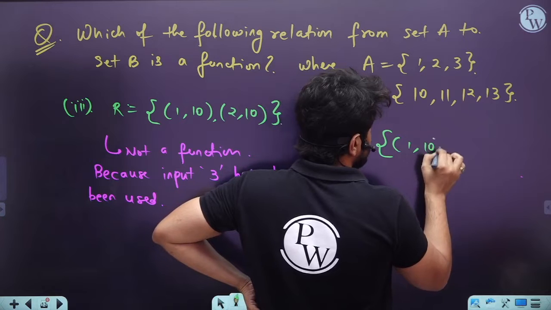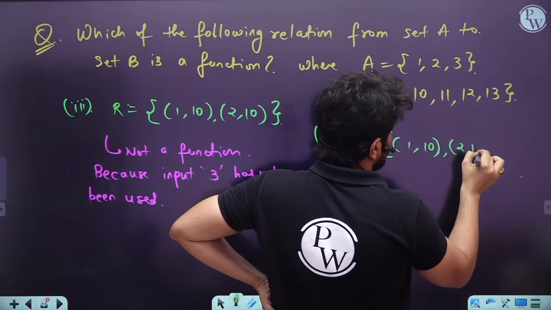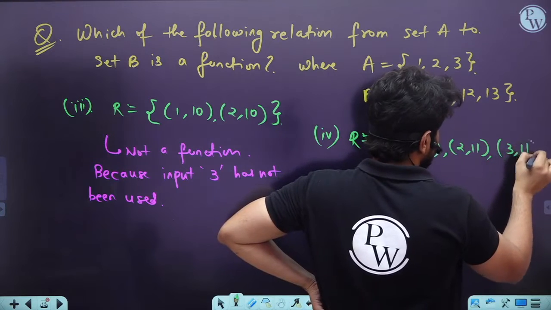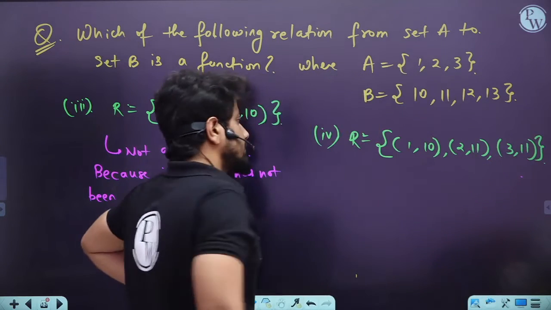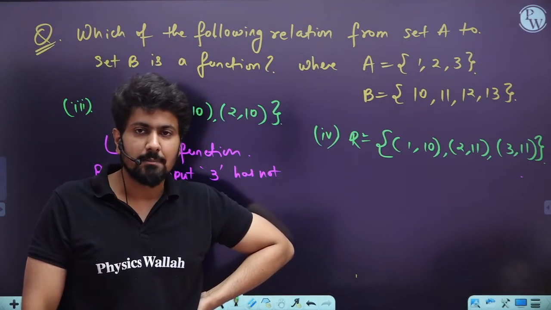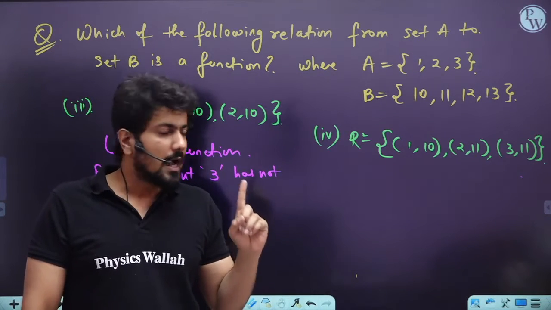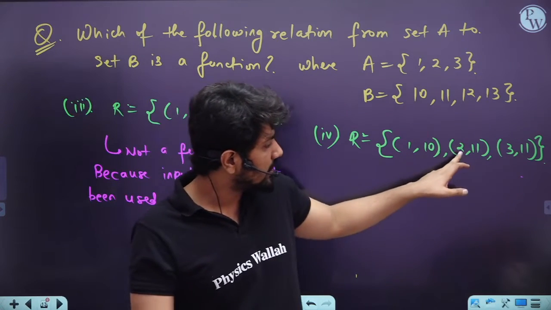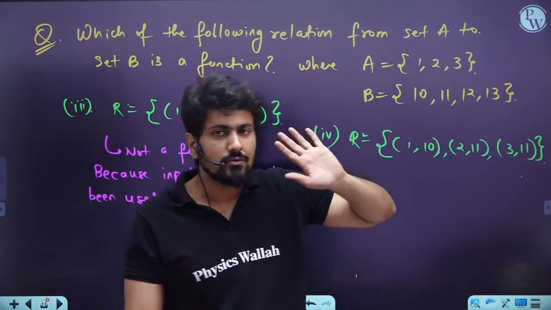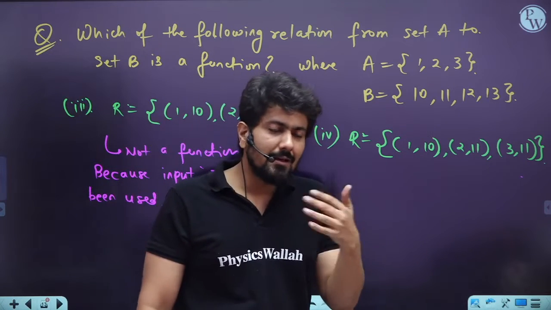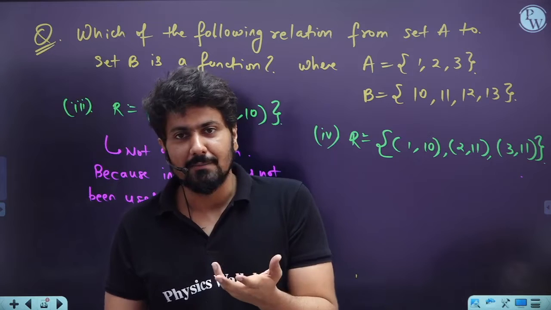Now, 1 comma 10, 2 comma 11, and 3 comma 11. Is this a function? Is this going to be a function? 1 comma 10, 2 comma 11, 3 comma 11. So the first rule, are we using all the inputs? Yes, we are using all the inputs. We have used 1, then we have used 2, then we have used 3.